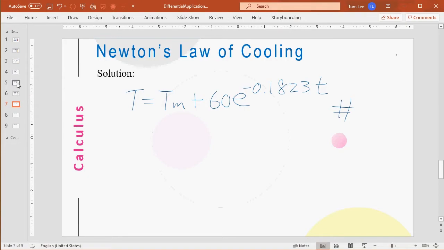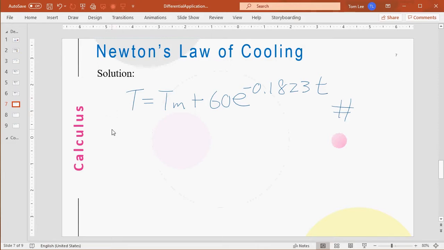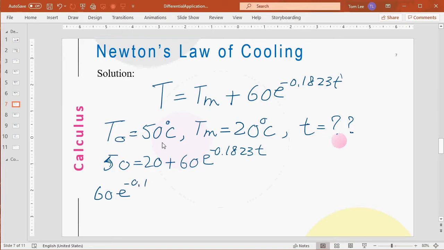Okay, now we come back to the question. The question is how much more time will it take until the temperature drops to 50? So we put the temperature now as 50 and we have to find the value of t. We put this into the equation and we got 50 equal to 20 plus 60 e to the power of minus 0.1823 t, so 60 e to the power of minus 0.1823 t equals 30.